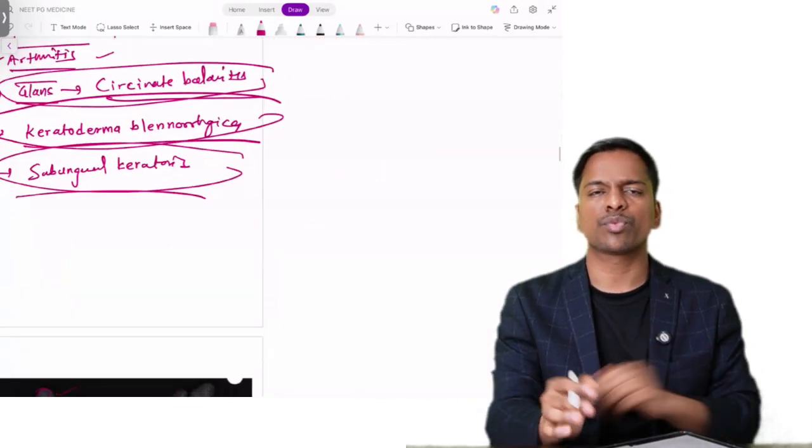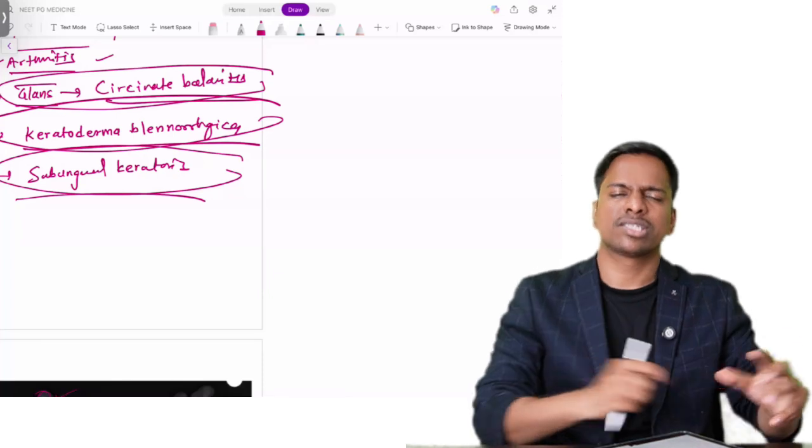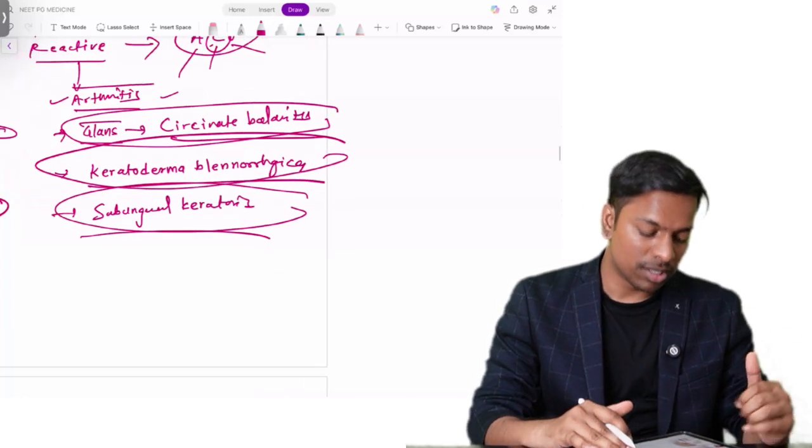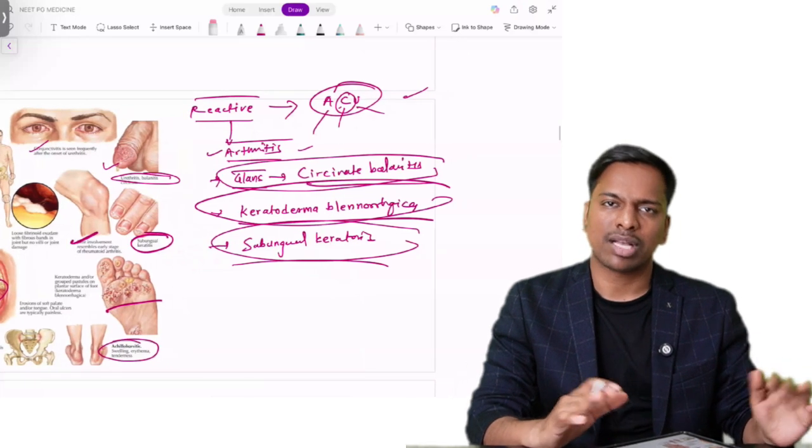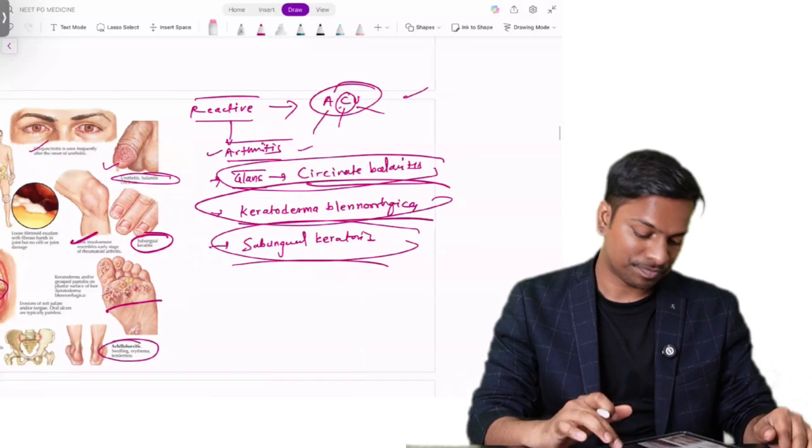For reactive arthritis, what we do is symptomatic management. Just give the patient some lignocaine jelly for the oral ulcers and the genital ulcers, and most of the time, as the infection subsides, this gets better.